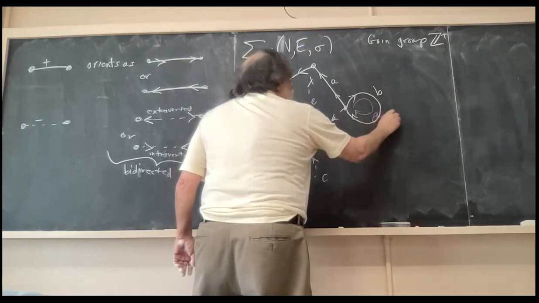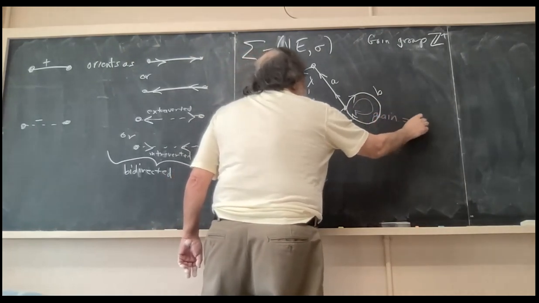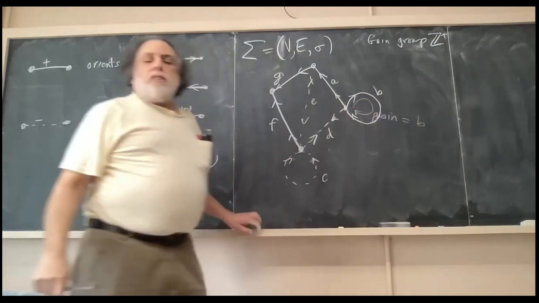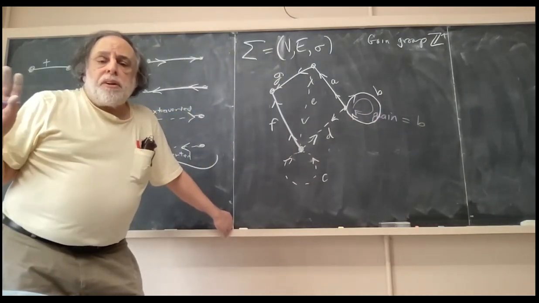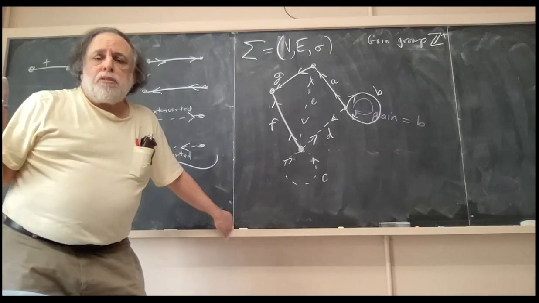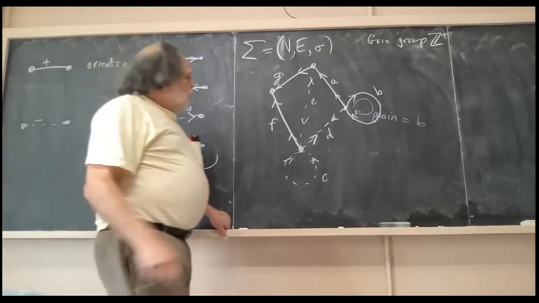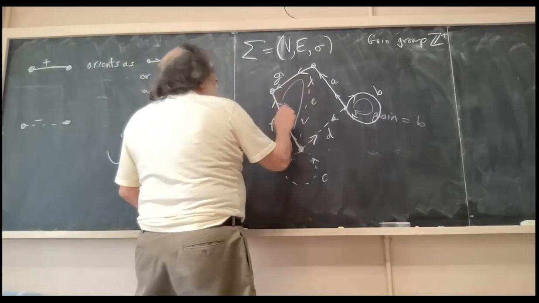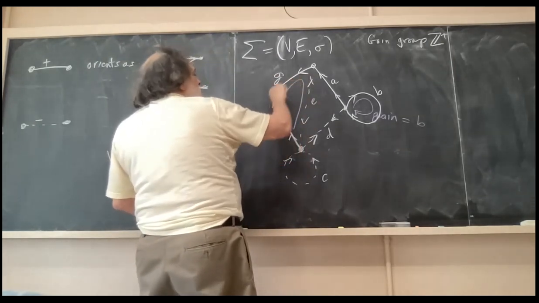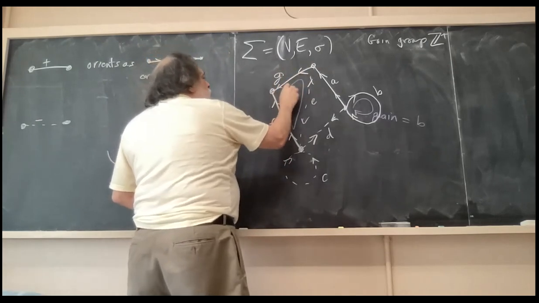The gain of this circle is equal to B, or possibly minus B. Now, remember, what I care about is whether the gain is 0 or not. So it doesn't matter whether it's plus or minus B. Now, let's look at this circle. Here's a nice little triangular circle. Maybe I'll start at G. Oh, wait a minute. If I'm going that way, I'll get minus G.